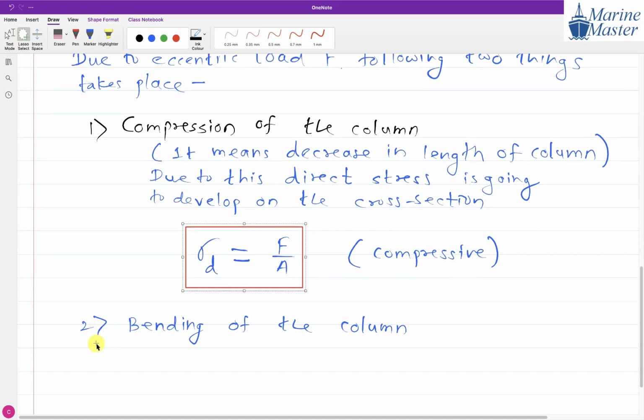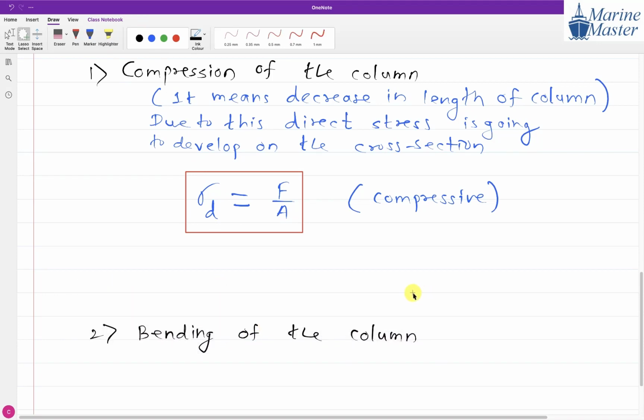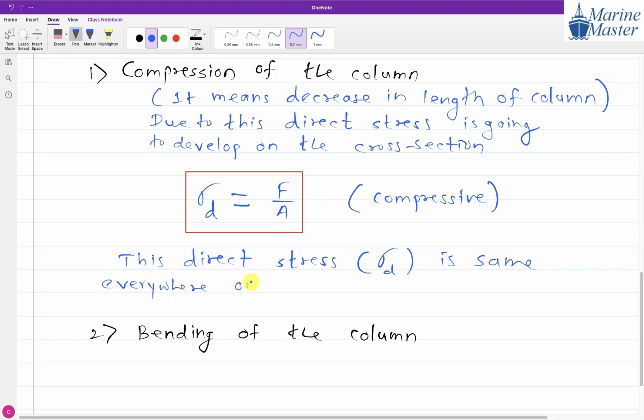Now the next important thing, guys. Don't write anything, let me first complete a few things. It means a decrease in length of the column. Due to this, direct stress is going to develop on the cross section. Now this direct stress is the same everywhere on the cross section. This point is very, very important. Sigma D is the same everywhere on the cross section of the column.